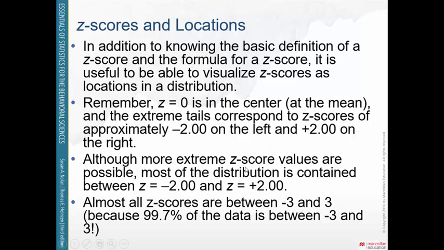And then more extreme z-score values are possible. Even though more extreme values are possible, most of the distribution is contained between plus and minus 2 for the z-score. And really almost all scores are between a z-score of 3 and negative 3. If you remember, 99% of the cases fall there. We're rounding, we're just not going to use the decimals, but really the vast majority of the cases, with only a few, 0.5%, falling above a z-score of positive 3 or below a z-score of negative 3.